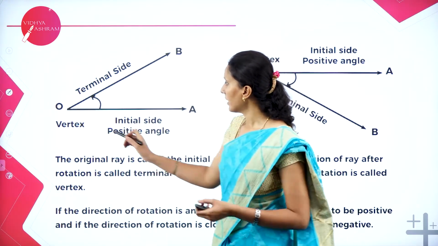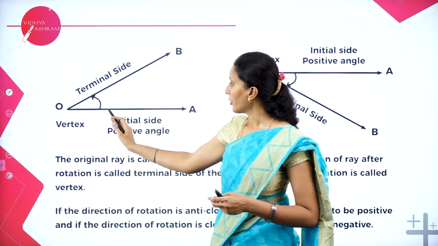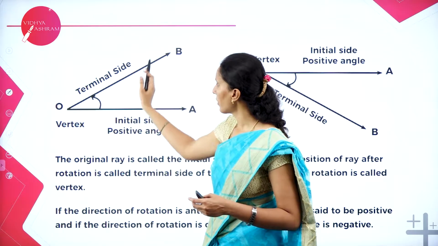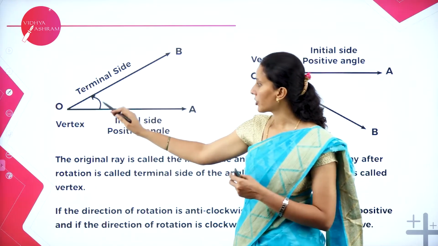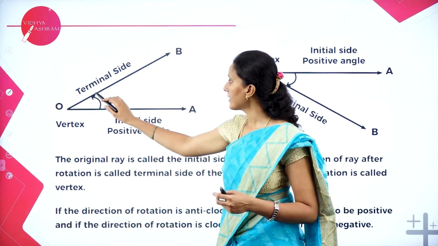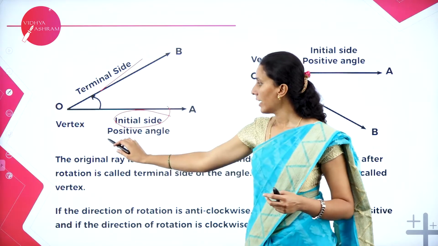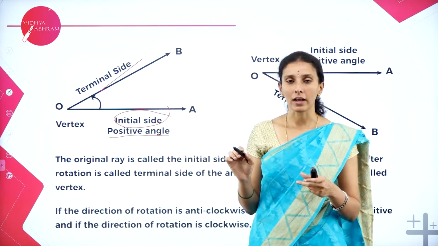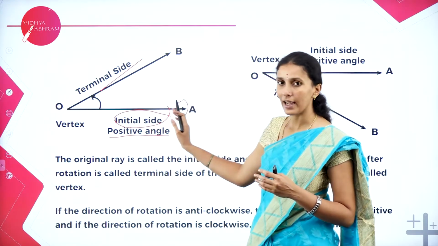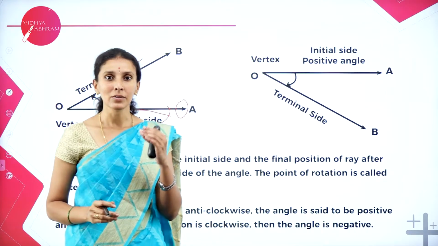You can see here, if this is your initial ray, then when you rotate the initial ray, after some rotation it will reach a particular direction and it creates an angle. So this is your vertex, this side is called the terminal side and this is the initial side. Here I have represented a positive angle. Positive angle means the amount of rotation of this ray in anti-clockwise direction. Then we take the angle as positive.